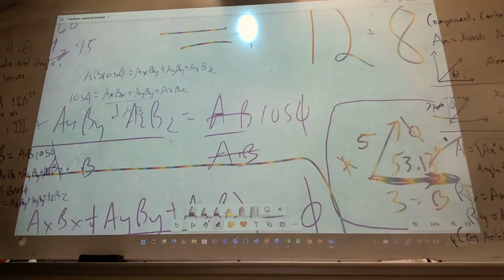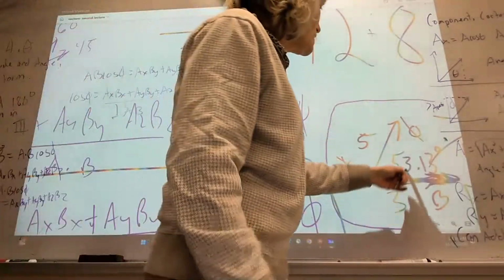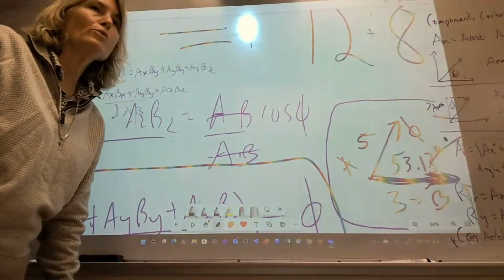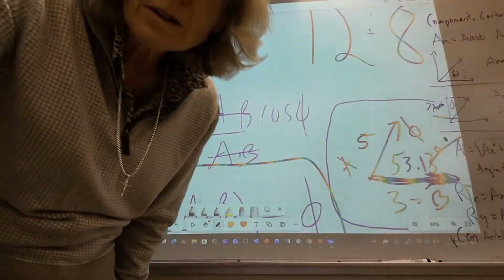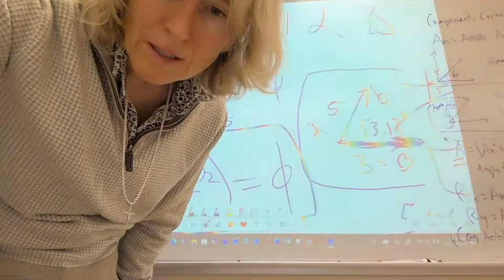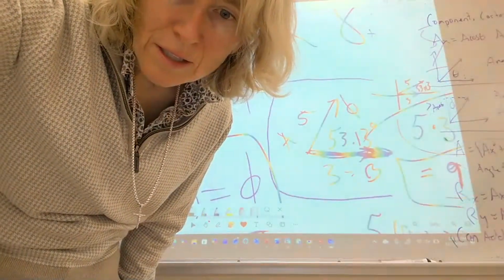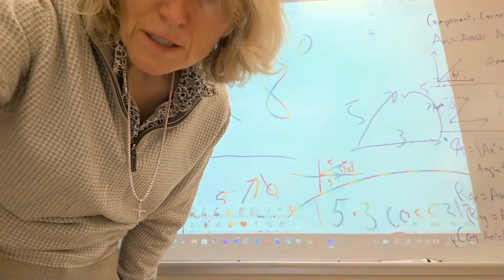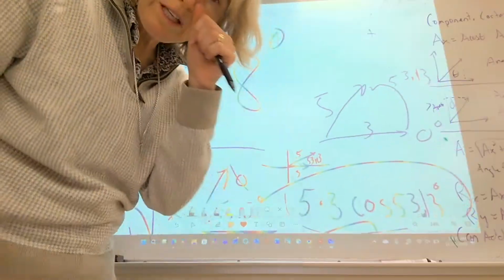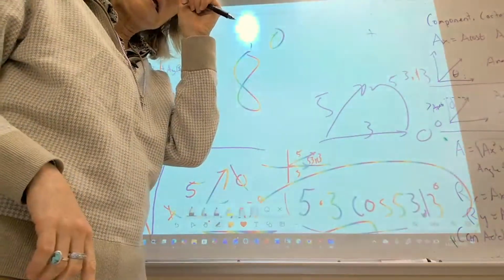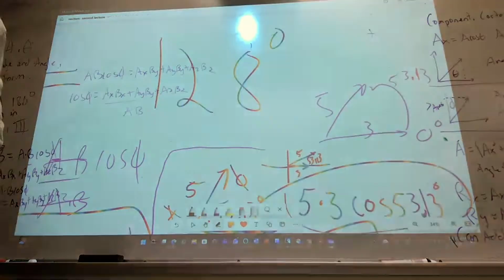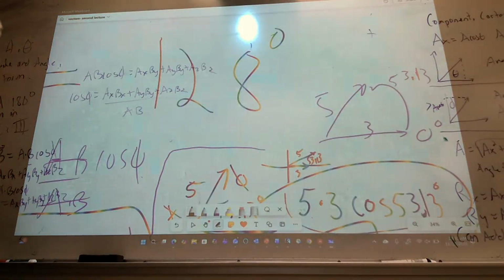So all you're doing is 5 times 3 times the cosine of 53.13. That tells you the multiplication of these two vectors. Now, to use the other one, you're going to have to get your components.